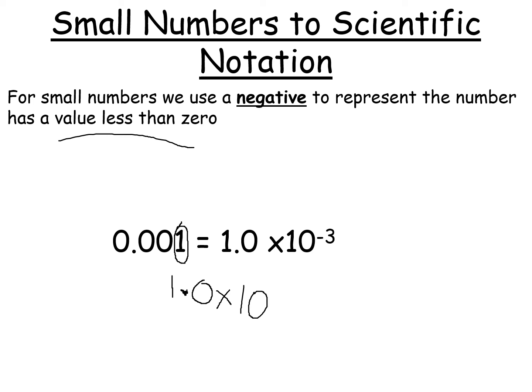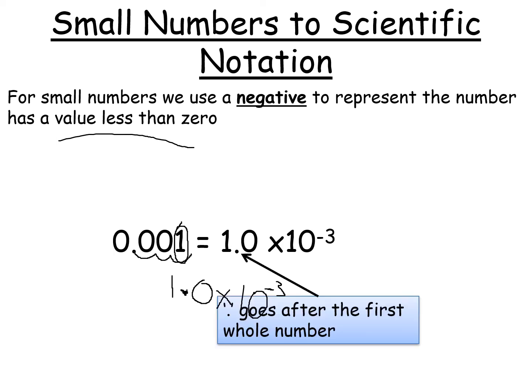And then to get the number at the top, we count how many times that 0 has to move. So there's 1, 2, and 3. So that means there's a 3 there. And then we put a negative there to complete it. Okay, so just to show you, the dot goes after the first whole number. Okay, I'll rub that out so you can read that a wee bit better.